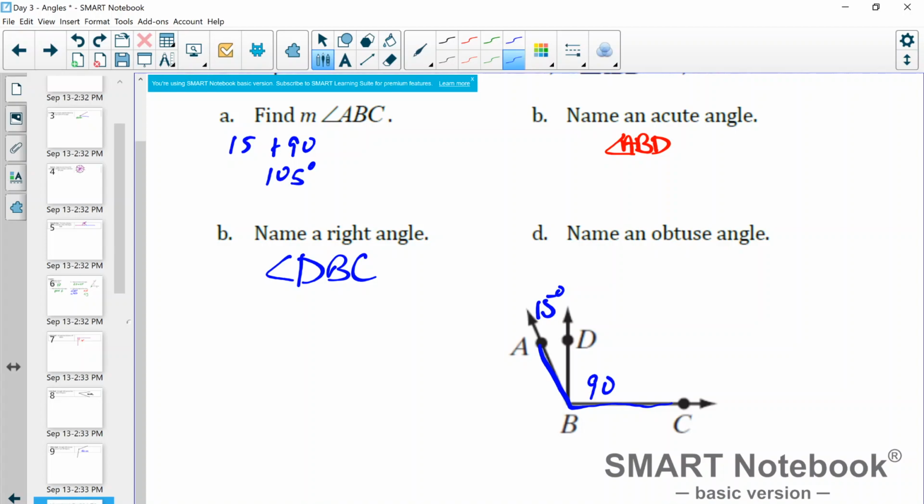And we just learned that an obtuse angle is any angle greater than 90 degrees and less than 180. Well, 105 is between 90 and 180. So angle ABC is going to be the obtuse angle.